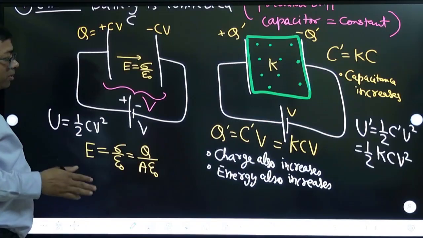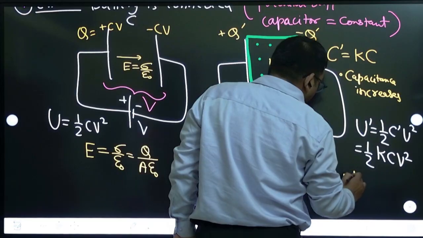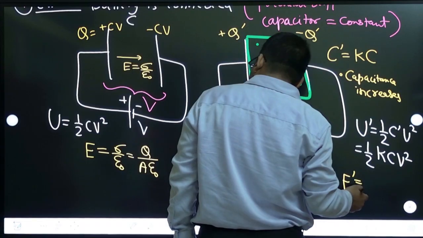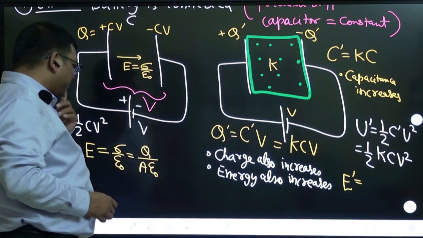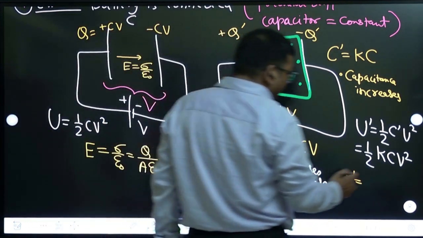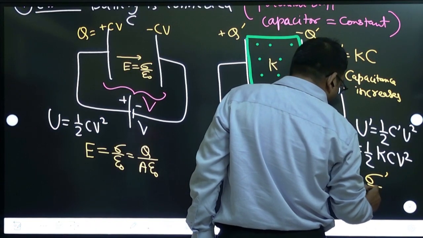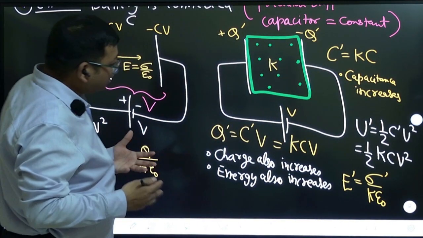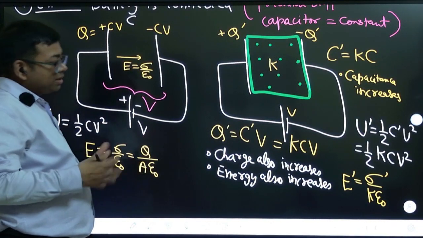So the same formula we can apply now. Let us say the electric field is E dash. Electric field is sigma dash by epsilon naught. No, epsilon naught is changing here. Epsilon naught becomes k times, so sigma dash by k times epsilon naught. Okay, because the charge is changing, sigma dash is different, and the medium changes, so k times epsilon naught.